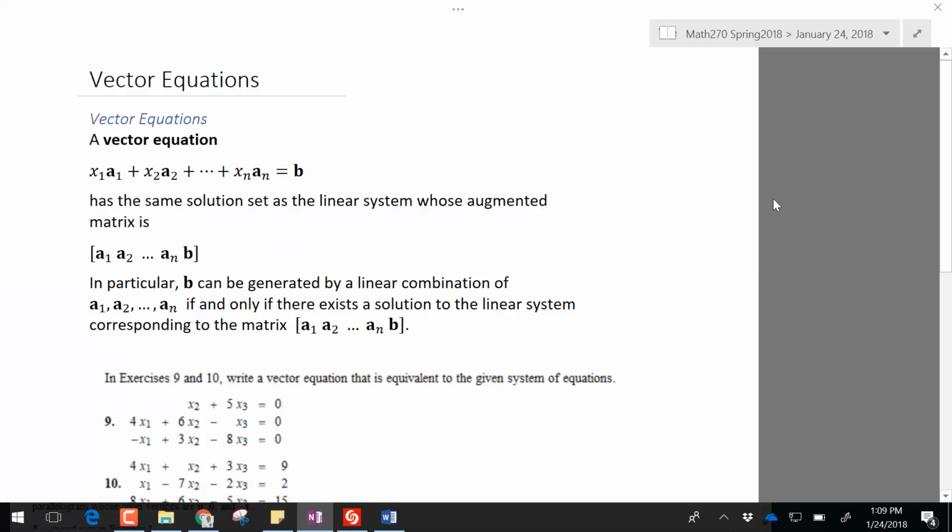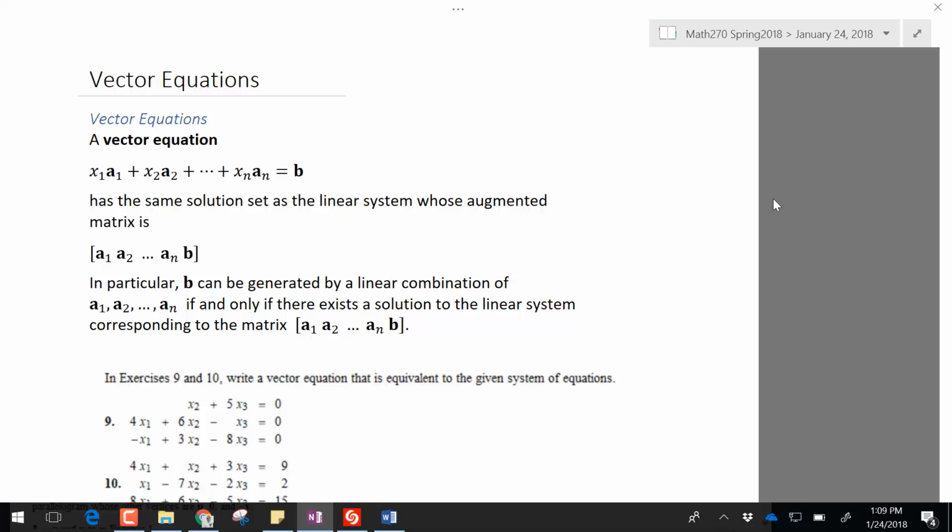Now, what we're going to try to do is tie all these ideas of vectors back to our first topic this semester, which was, I think, systems of linear equations, and then coming up with the coefficient matrix and augmented matrix and stuff. So what we want to do is see if we can tie all that up together.